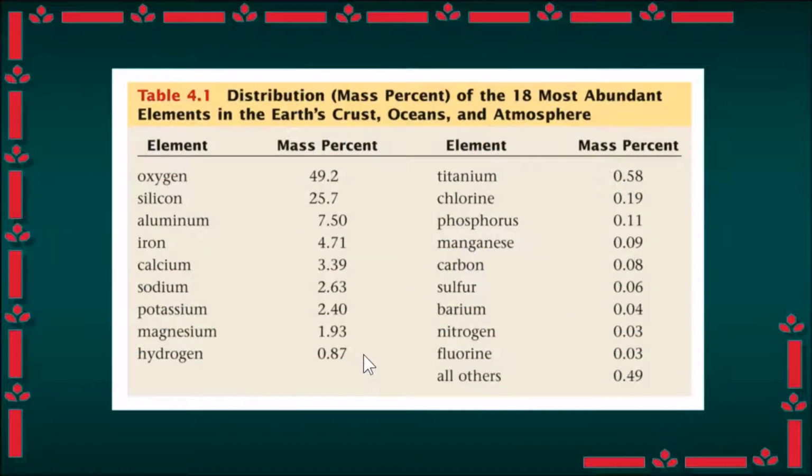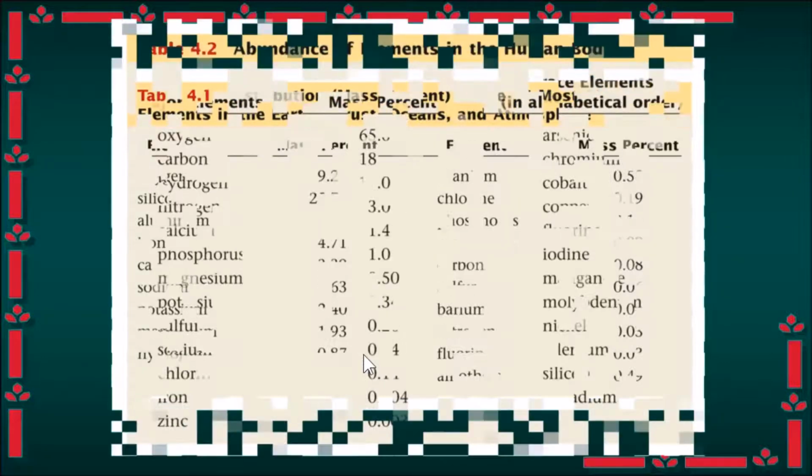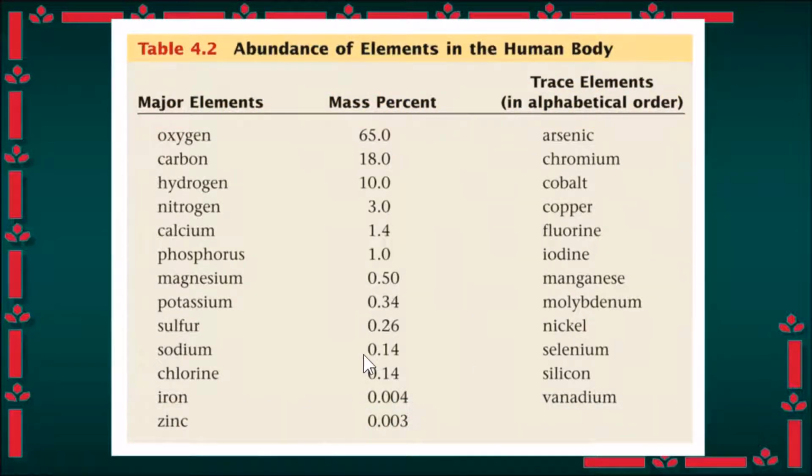This is the Earth. 49% of the Earth is oxygen. Silicon, 25.7%. Some of the things you guys said, nitrogen, 0.03. Epic fail. I think I heard carbon, 0.08. Epic fail. So it's mostly oxygen and silicon. For you guys, and me, I guess, I have to admit that I'm human too. Oxygen is 65%, carbon is 18%, hydrogen is 10%, and the rest are just teeny tiny amounts.